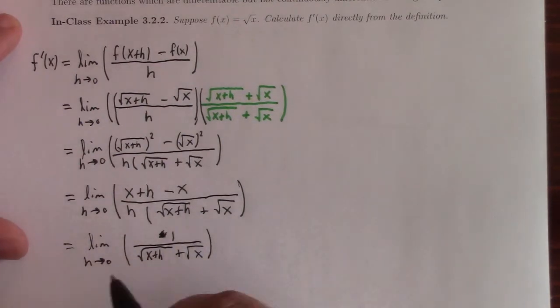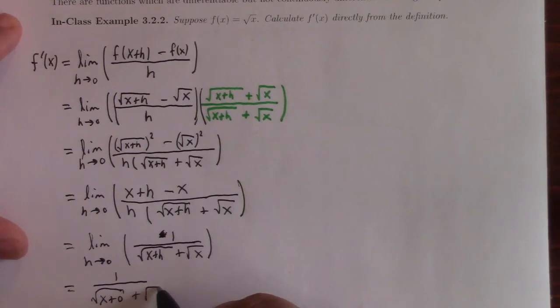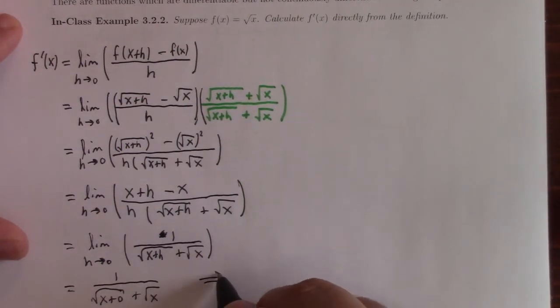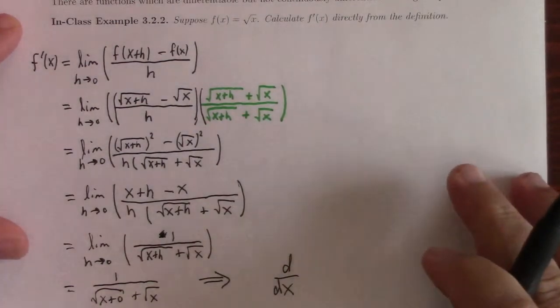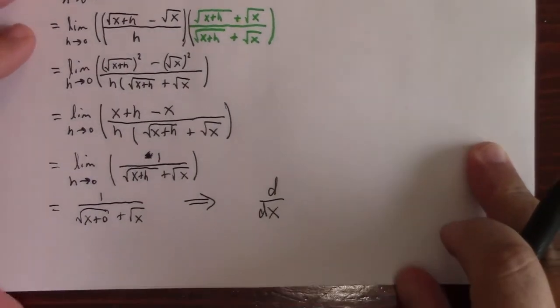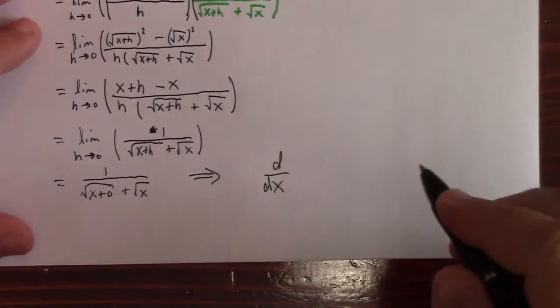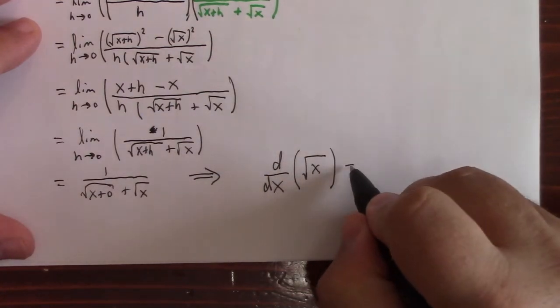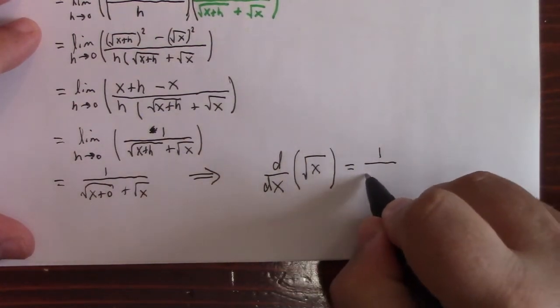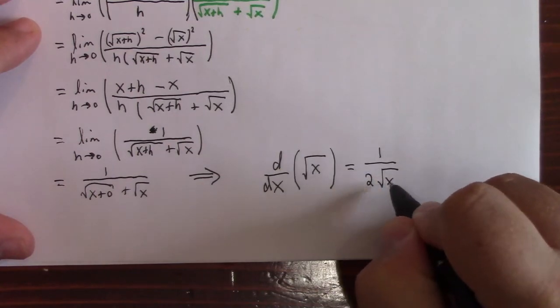Whew. So that is 1 over the square root of x plus 0 plus the square root of x, right? Which we can simplify as saying the following: d/dx of the square root of x is equal to 1 over 2 times the square root of x.